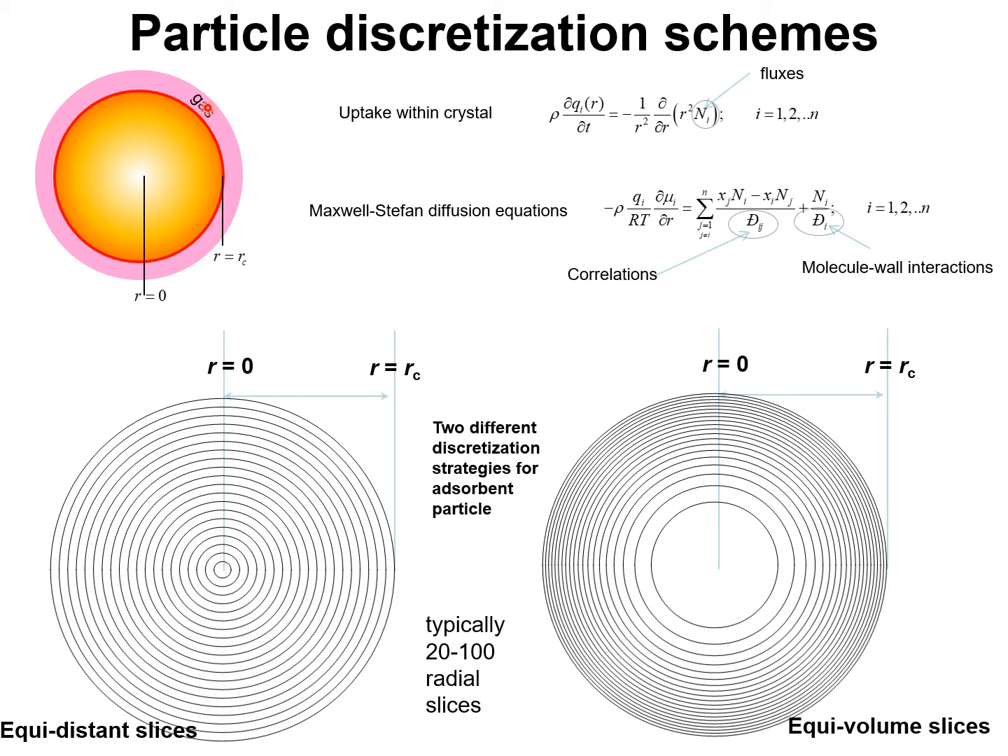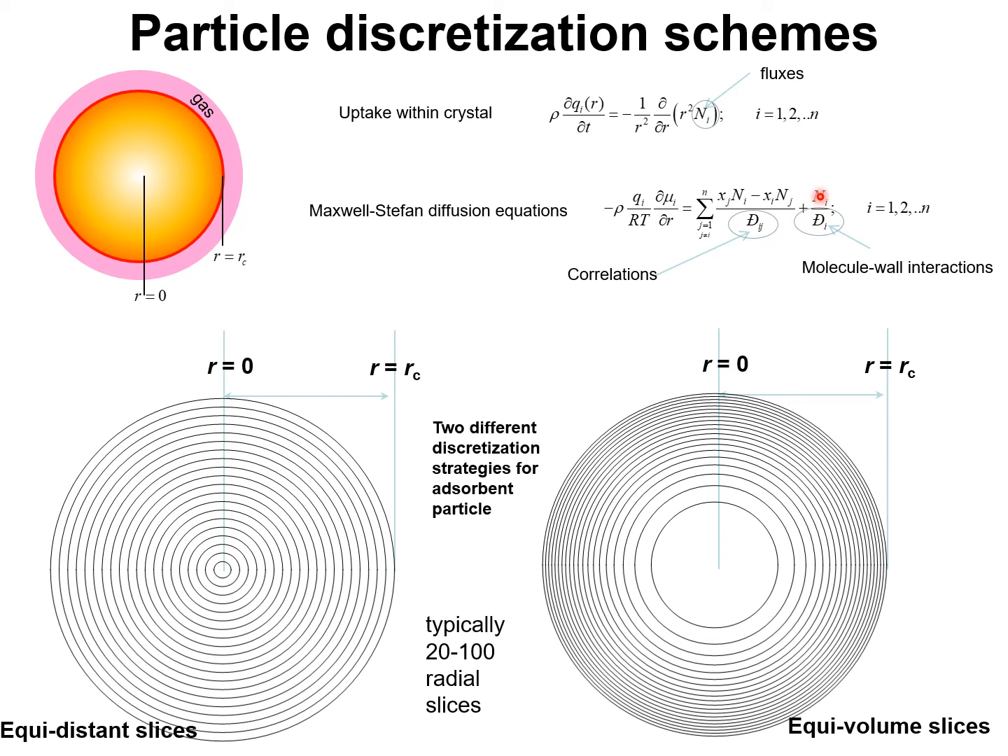Consider the transient uptake of the gaseous component into the crystallites at position Z in the fixed bed adsorber. The transient uptake of each of the components is described by this partial differential equation, where Q sub i represents the molar loading at the radial position r, and Ni is the flux of component i.